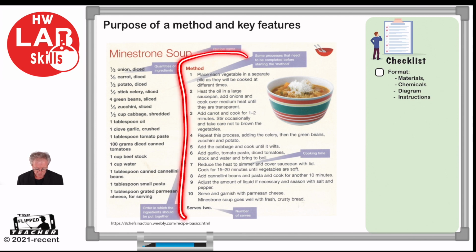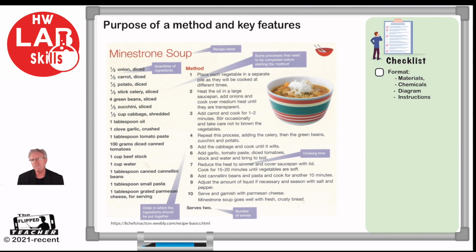Well, in their actual method, their steps here, their instructions, notice a few key features. They're saying place each vegetable in a separate pile as they'll be cooked at different times. Heat the oil in a large saucepan and add onions and cook them over medium heat until they are transparent. So it's giving you some instructions. It's not just saying get some onions, put them in a pot and heat them.